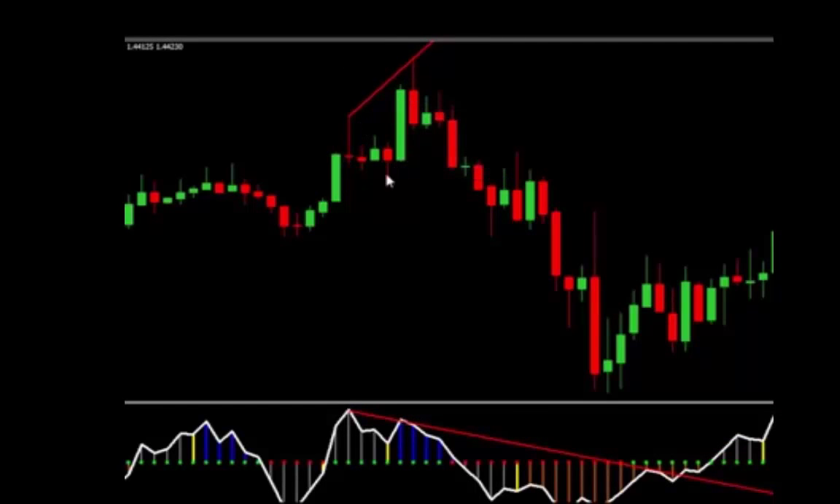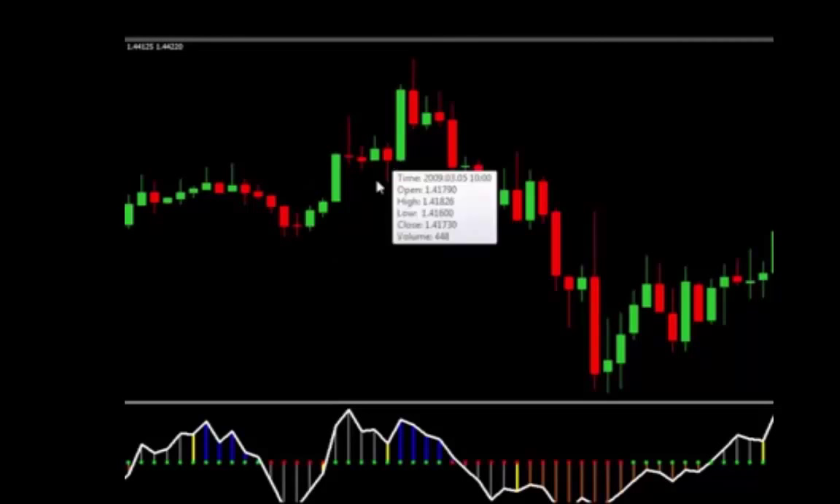Okay, but here's how to filter it out a little bit better on how you can make it work. In an uptrend on the price, always connect your bottoms. In a downtrend in the price, always connect your tops. On the CCI, just connect your tops at all times. Okay, now let me show you how this strategy works.